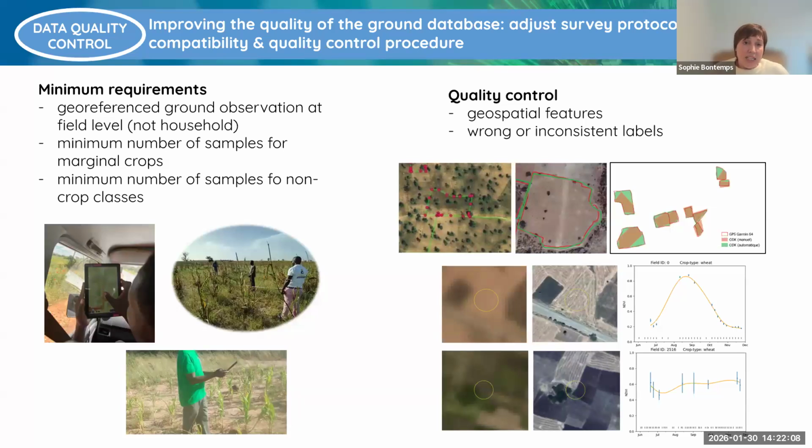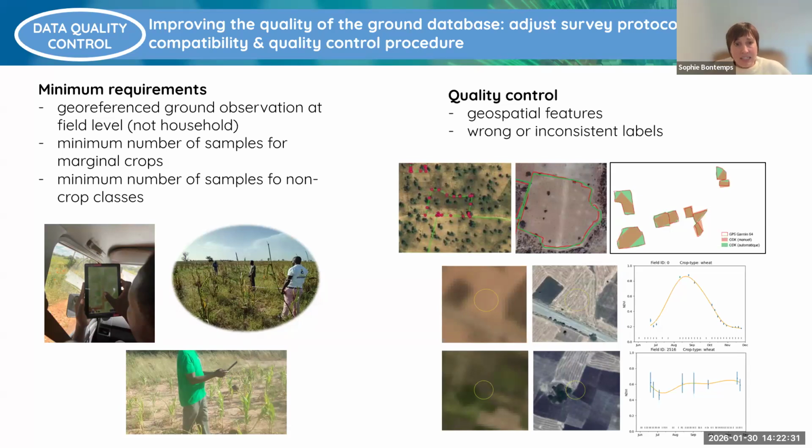You need ground observations that are georeferenced at the field level, not at the household level. You really need the crop geolocalization. You also need to have a minimum number of samples for marginal crops and also a minimum number of samples for the non-crops. So this is something that can have an impact on the protocol.